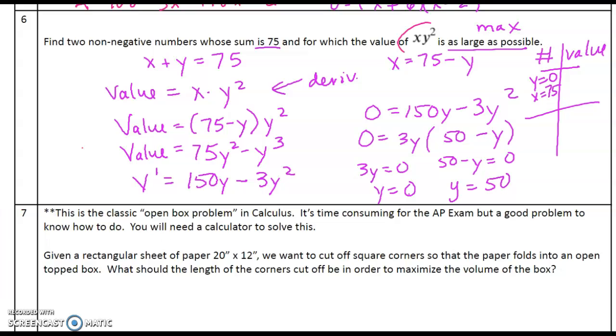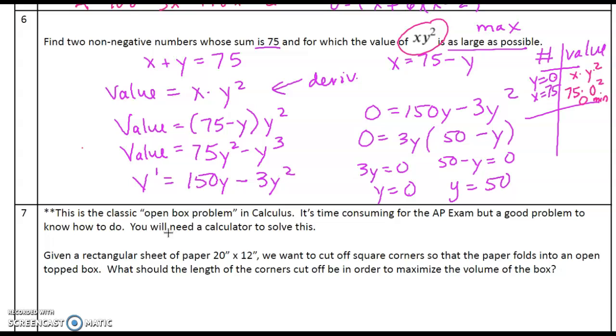So if I do x times y squared, I have to check. Well, here's x times y squared, which gives me 0. That's probably a minimum, okay? But they could have asked for that. So that's how I would get a minimum value.